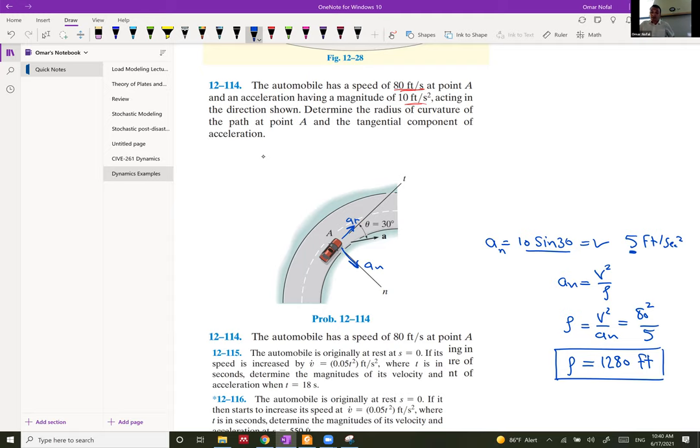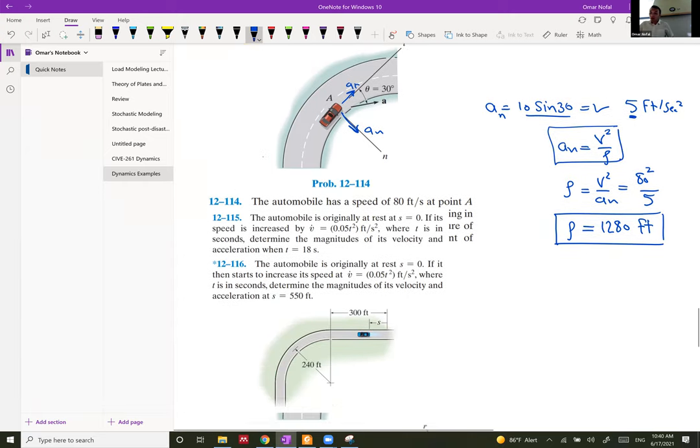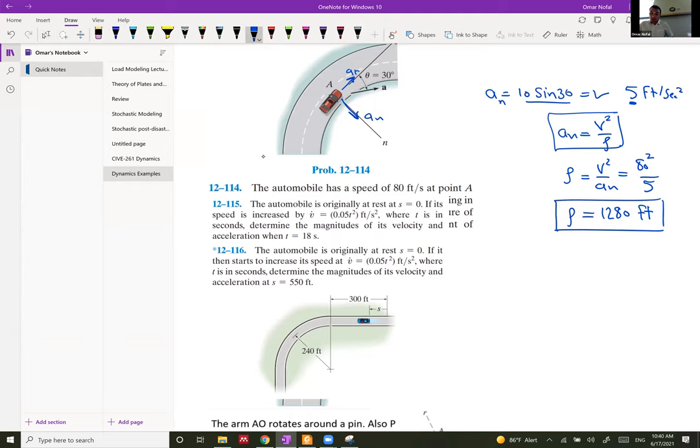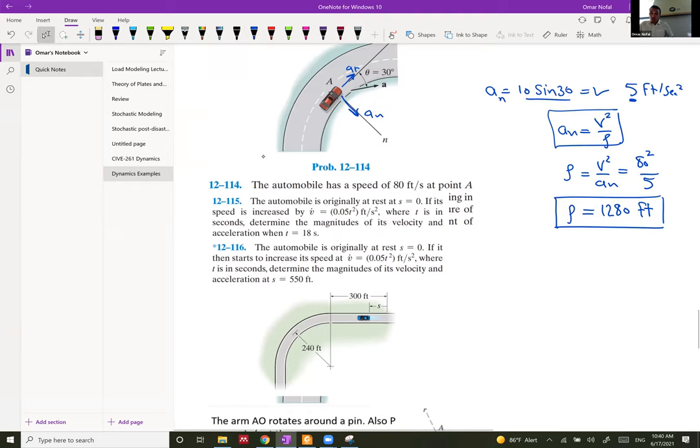You have A, so you get EN and you have the tangential, and you basically use this rule to solve this problem. Also, this is another example that shows a car moving on a straight line and then entering a curve that has a radius of 240 foot.